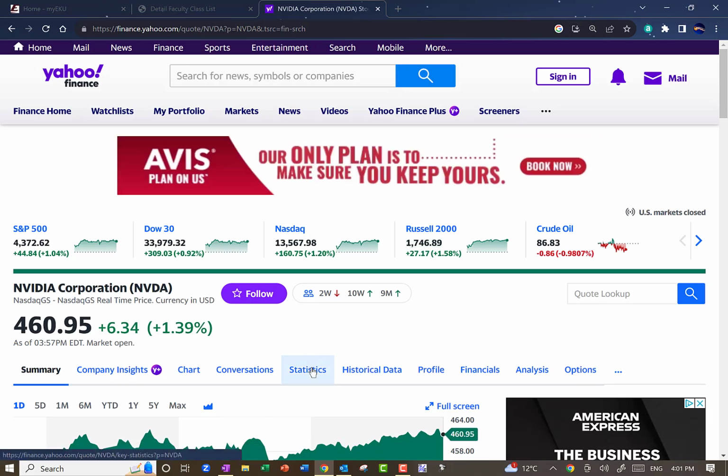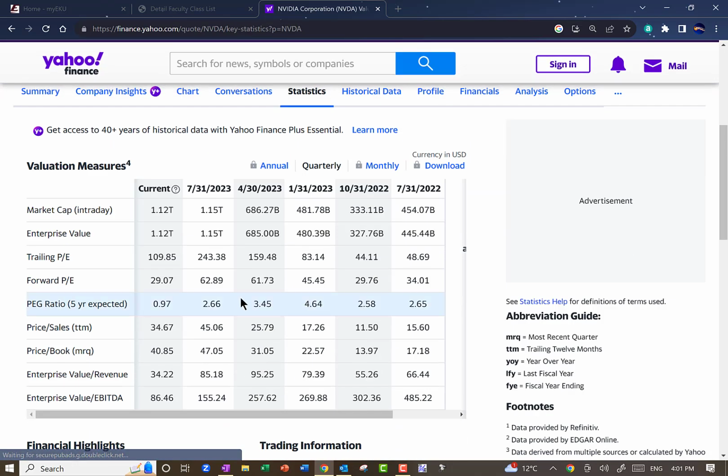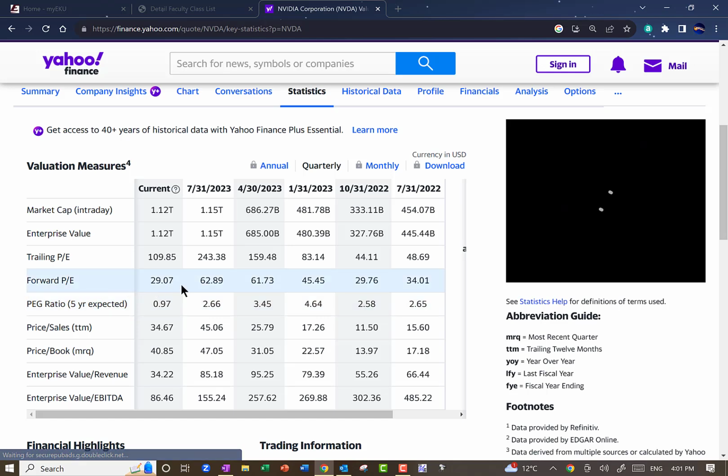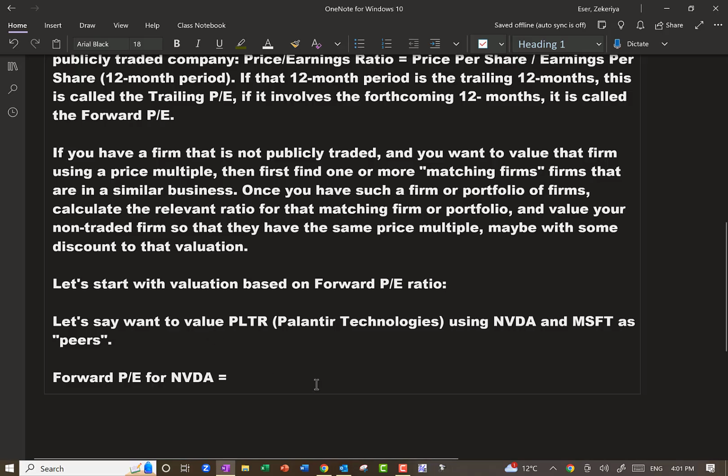If you look at the statistics, we're going to find out a forward PE of 29.07. For Microsoft, I will also need market cap.